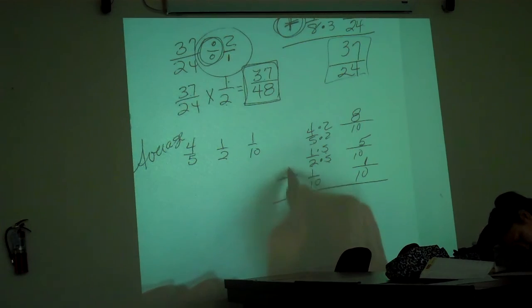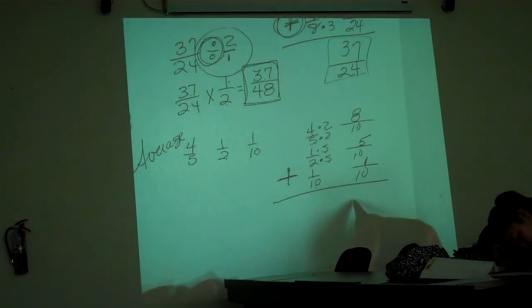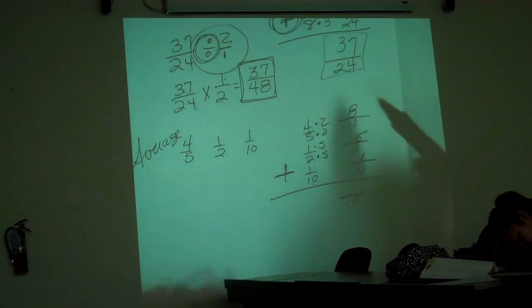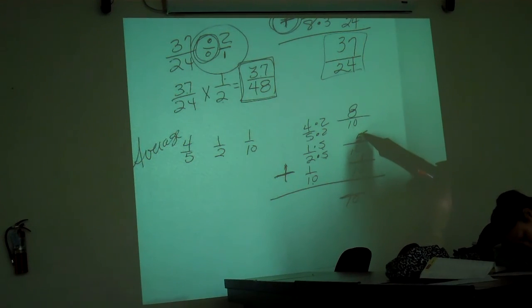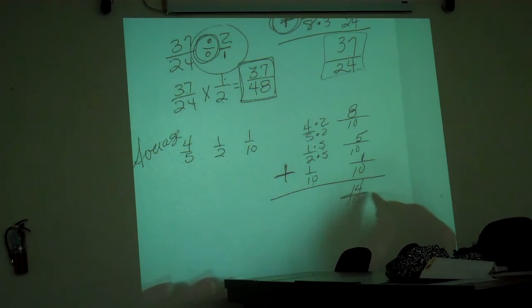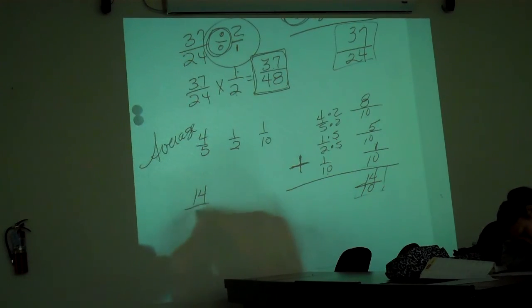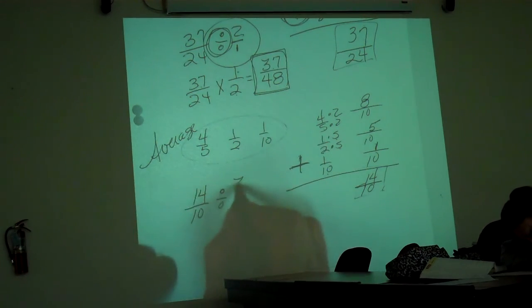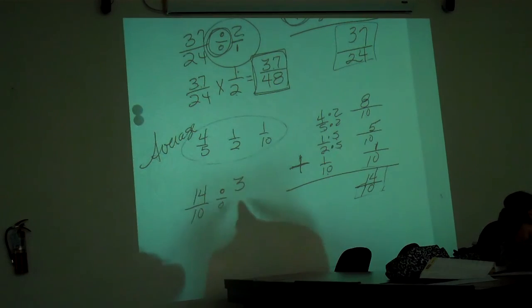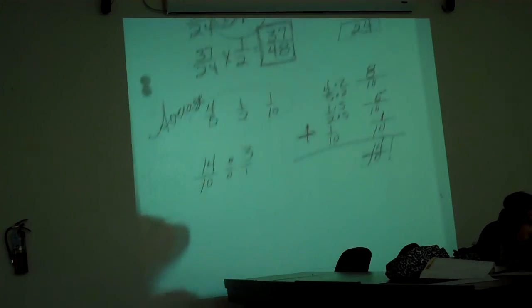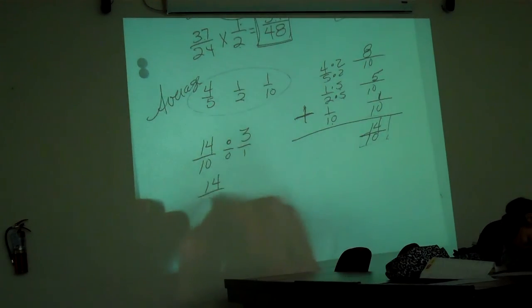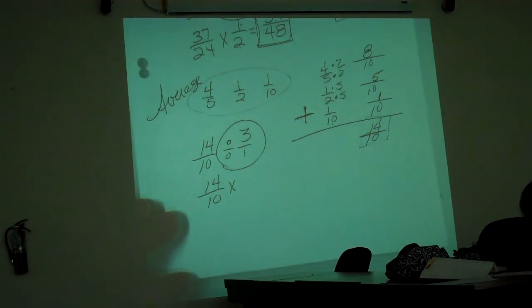We're adding these up, right? The denominator is 10. We have 8 plus 5, 13, plus 1 is 14. Remember, we're not going to simplify that yet. 14 tenths, we're going to divide that by how many numbers? Was 3. Divide by 3 over 1 means we're going to multiply by the reciprocal, 1/3.